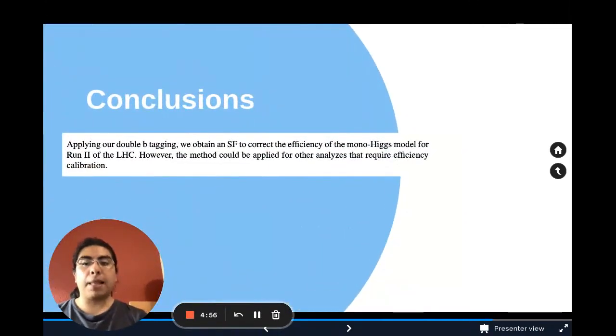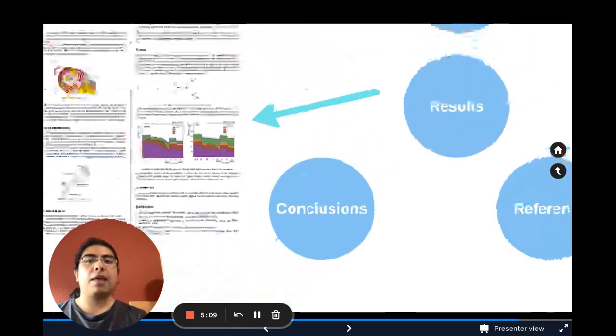As a conclusion, applying our double b tagging, we obtain the scale factors to correct the efficiency of the mono-Higgs model for Run 2 of the LHC. However, this method could be applied for other analyses which require efficiency calibration.